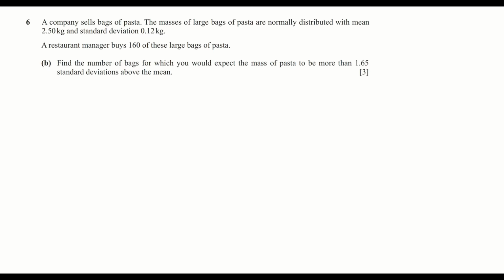We need to find the number of bags. And we know we have a total of 160. But to find the number of bags, we first need the probability. The question tells us that the mass of pasta will be more than 1,65 standard deviations. Your z-score is the number of standard deviations. So over here, I can say that z is equal to 1,65. We are working with data that is normally distributed.